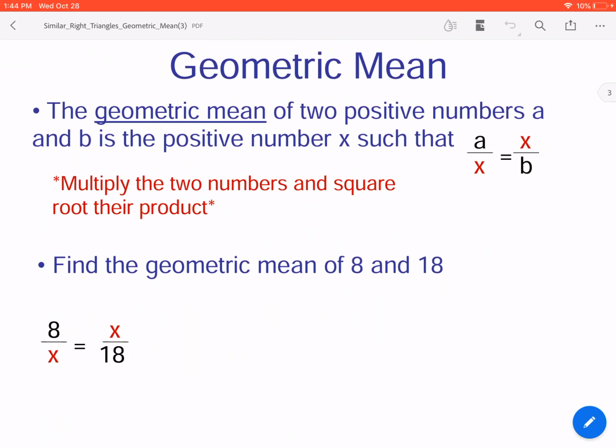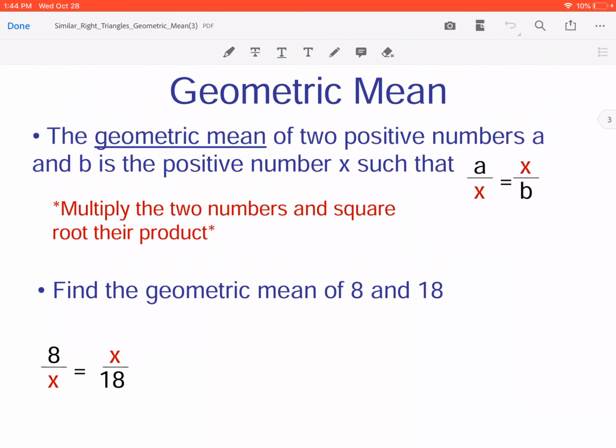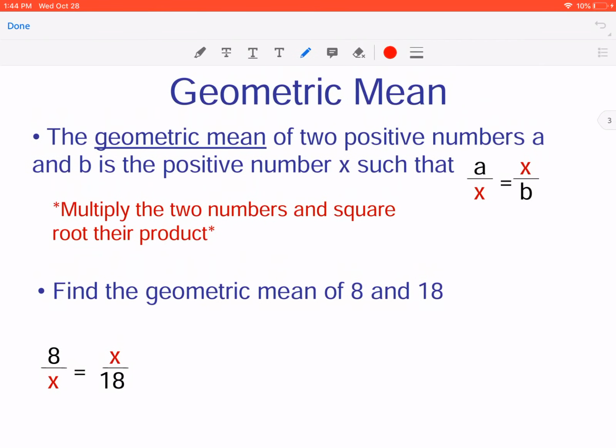Geometric mean of two positive numbers, a and b, is the positive number x such that this is a proportion here. So what you have is a and b diagonal from each other and x diagonal from each other. So this is basically a proportion, all right? How do you do proportions? You basically cross multiply, all right?